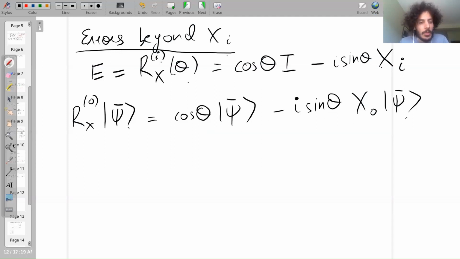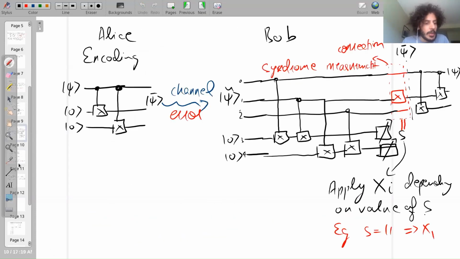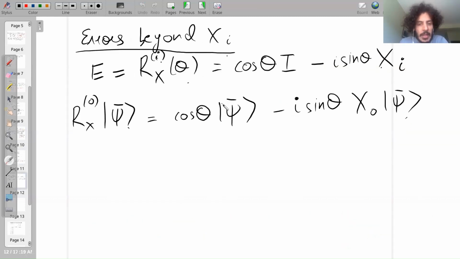Now, this is my state at this point, after this channel, what Bob receives. Now think about what happens when it goes through this process. Everything is linear in quantum mechanics. So this part will go through the syndrome measurement circuit, and this part will go through the syndrome measurement circuit, and we'll just look at this linear superposition of them here.